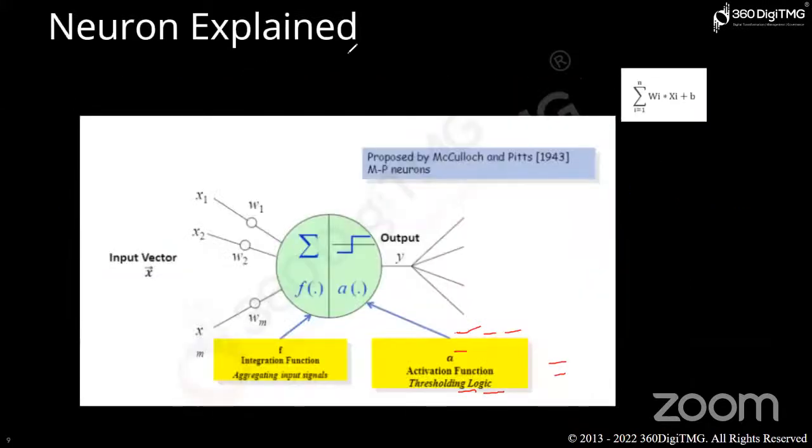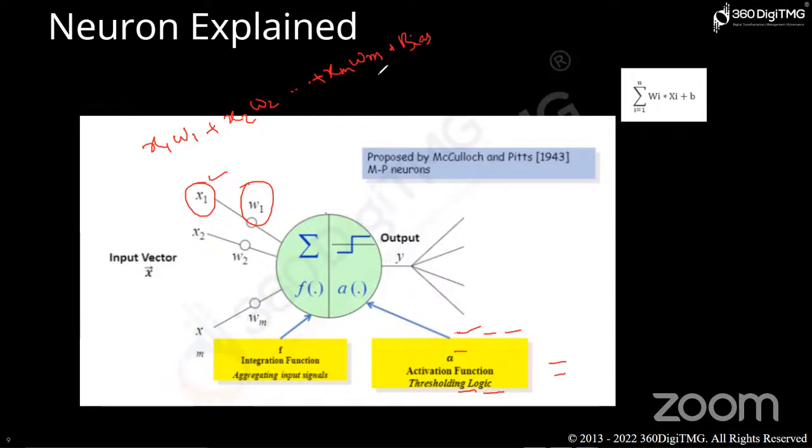Now let us explain this neuron. It is a weighted sum of all the input values, x1 w1, x2 w2, x3 w3, like this. Here we have an integration function, which is the summation of all of these, x1 w1 plus x2 w2, up to xm wm, plus a bias for error.